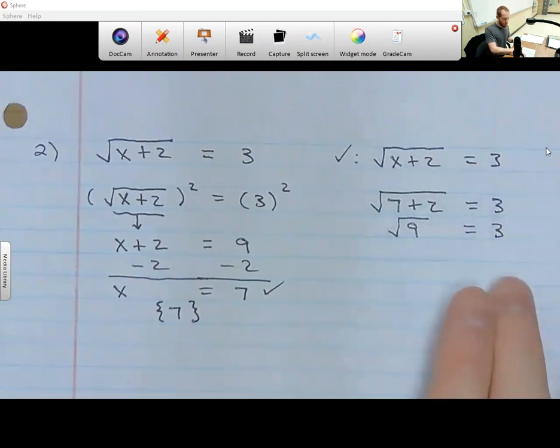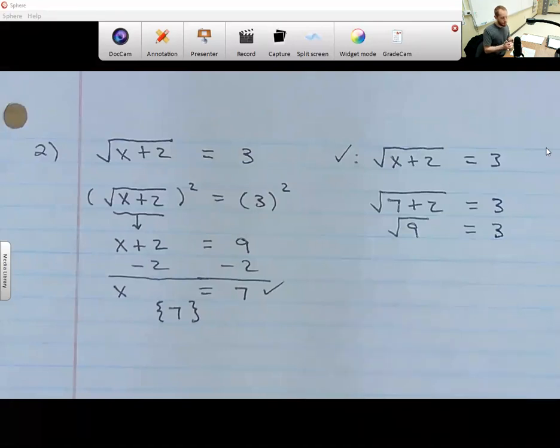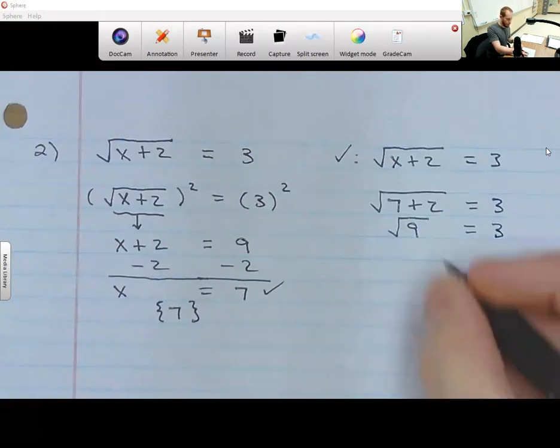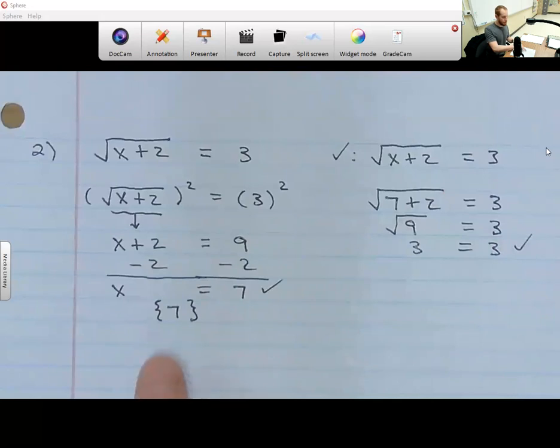Again, nothing has changed on the right side, but something has changed on the left side. And then the square root of 9 is 3. So I get that true statement. 3 is equal to 3. So that's how I know this 7 is going to work out.